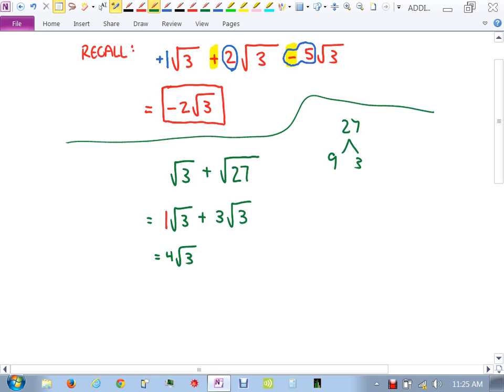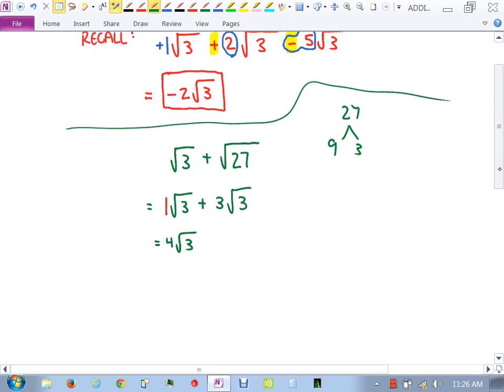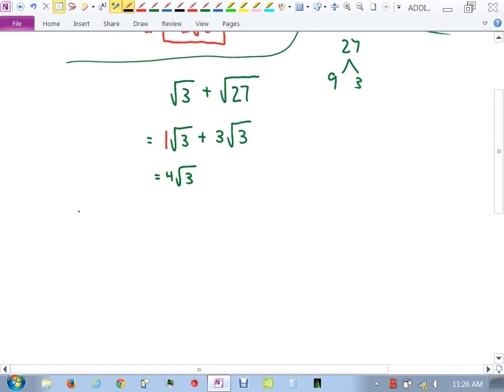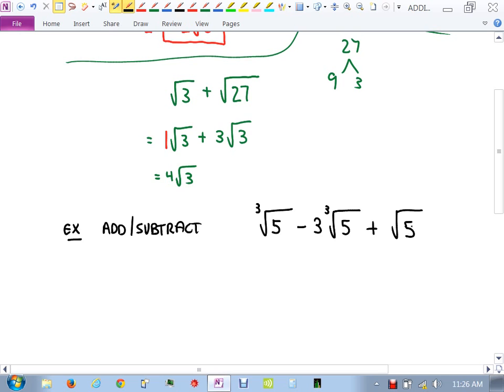These two examples are things that we've already done. Okay, so I'm not going to get into a whole lot more detail on this. All I want you to be able to do is now do the same thing with higher roots. So here's your first example with higher roots. All right, let's add these together. Add or subtract, whatever it shows. Cube root of 5 minus 3 cube root of 5 plus square root of 5.